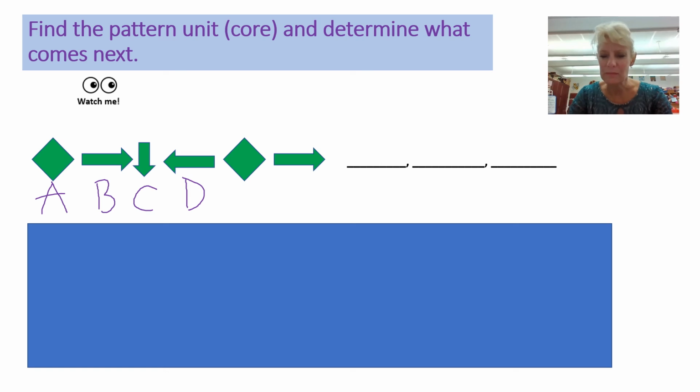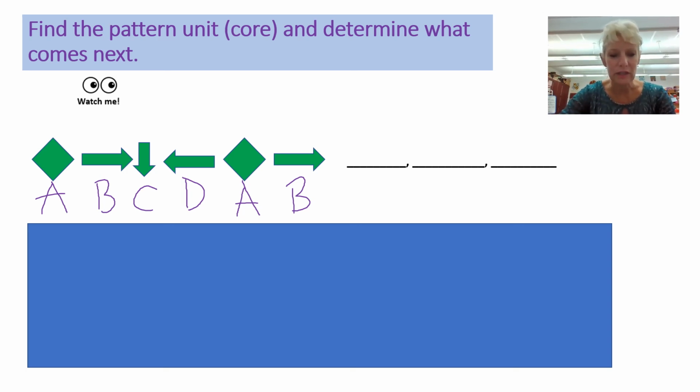Now I have that diamond again. So you know what? I already have a letter for the diamond, which is A. And that arrow, I already have a letter for that, which is B. So now I need to decide what is my pattern unit. That means the unit that I start with, and then a pattern means it's going to repeat itself.